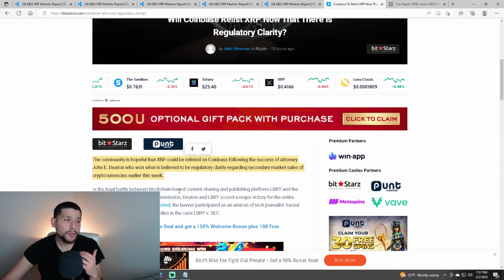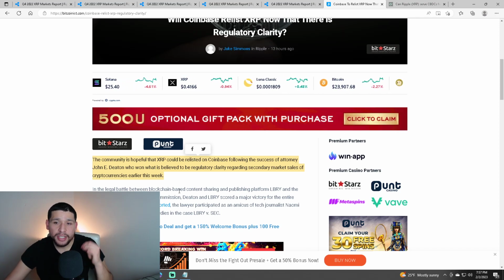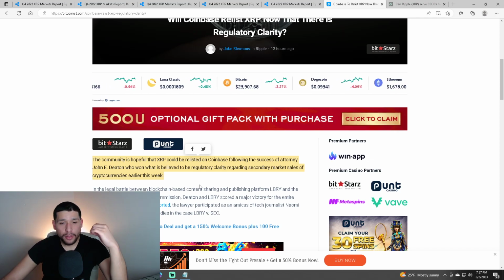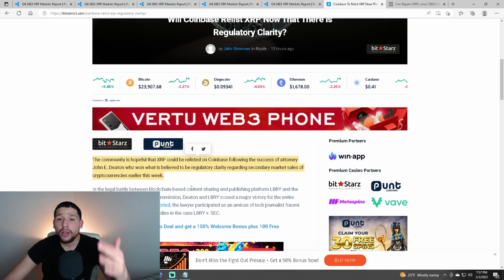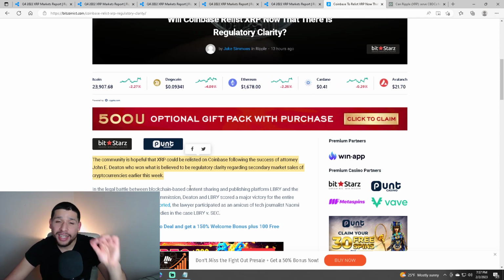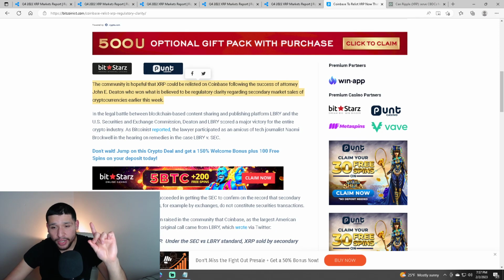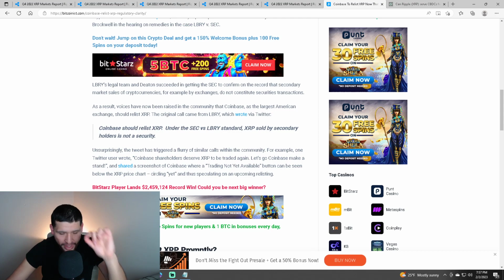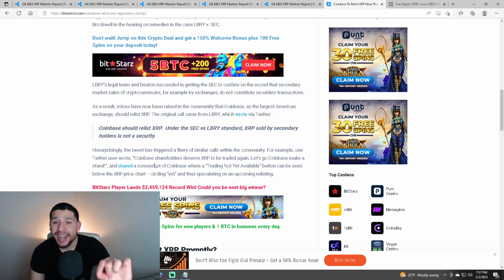And from this, a lot of people are tweeting in the community saying that Coinbase customers should demand that XRP be relisted on the platform. What do you guys think? I think this is very bullish. I think they should, because, as you guys know, LBRY did settle with the SEC, which was big news. This meant that they were not a security.